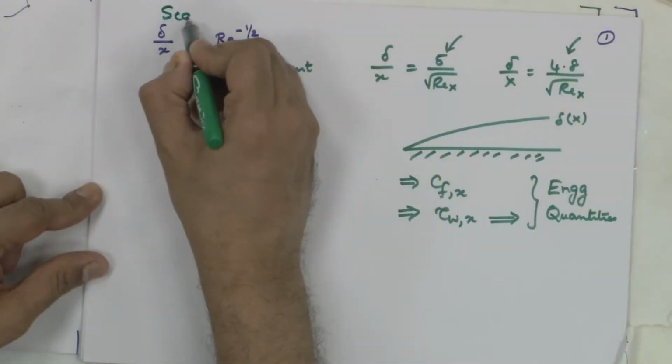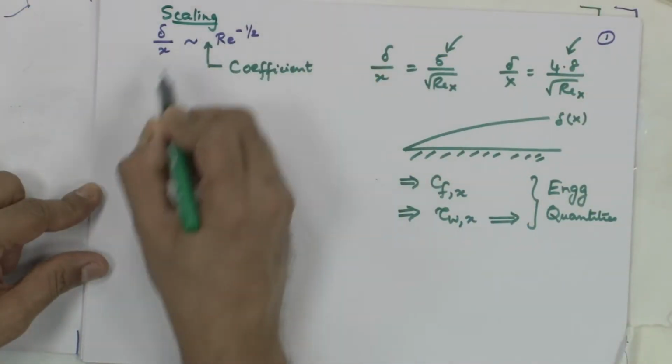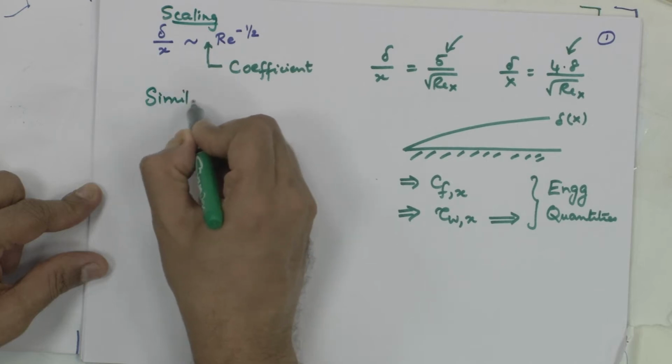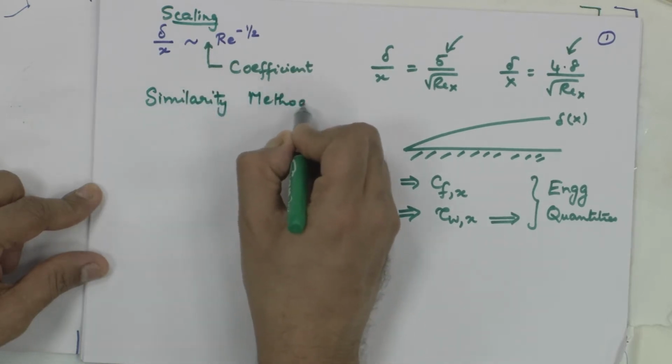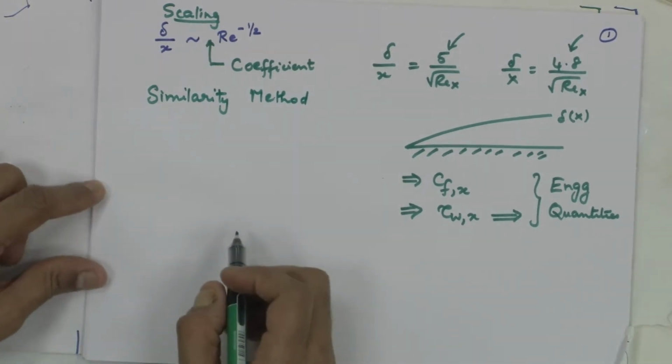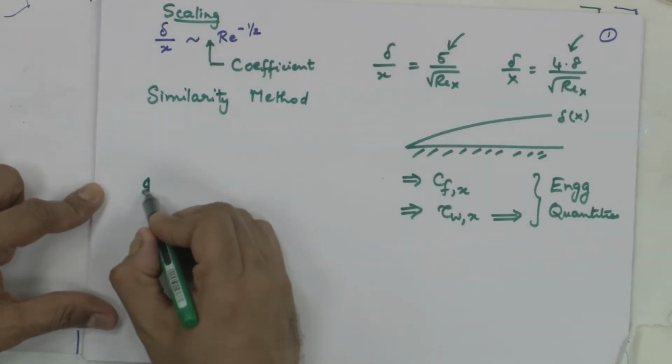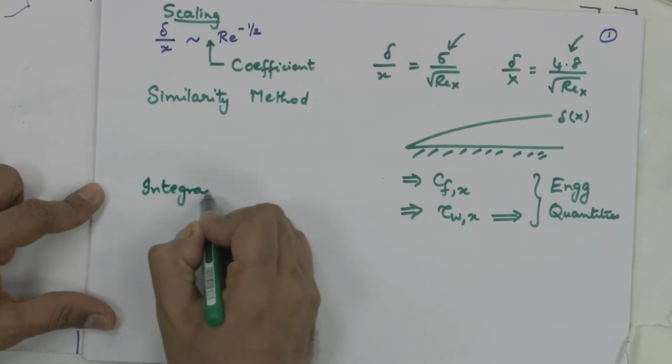Now, these two solution techniques, so scaling gave me this, and then similarity method and integral method. This is what we are going to see today, and about 5 modules we are going to continue, and the last one is the integral method.